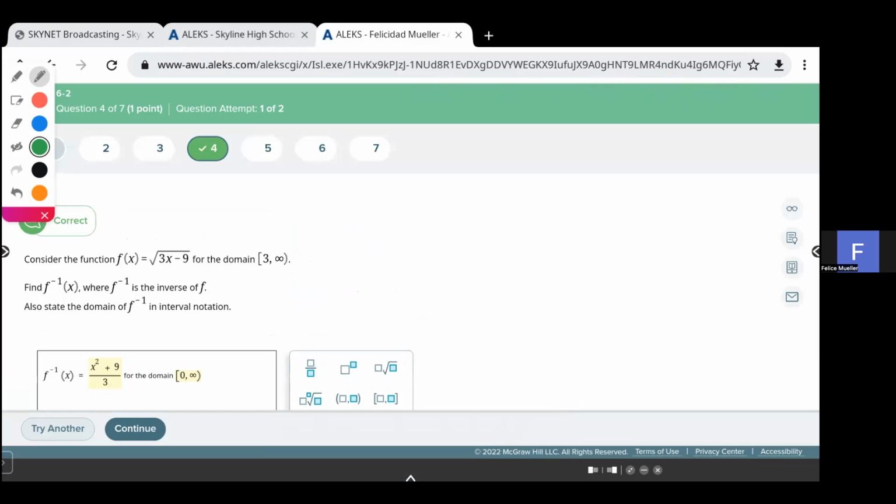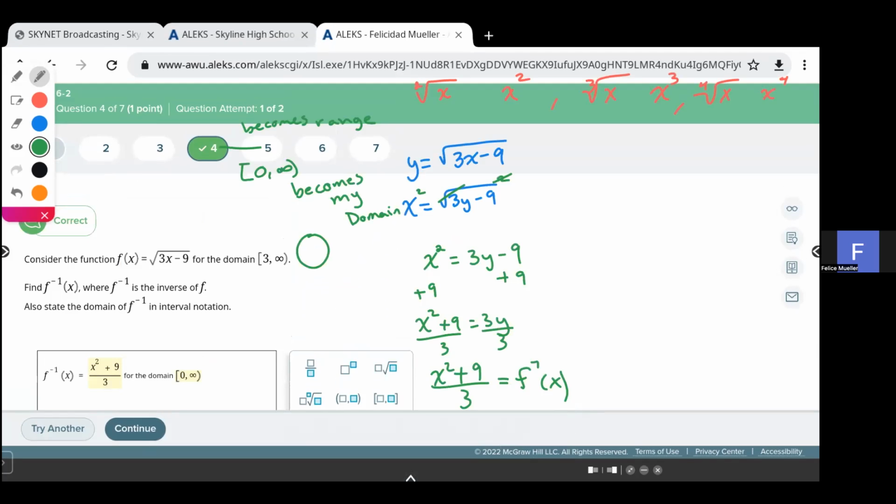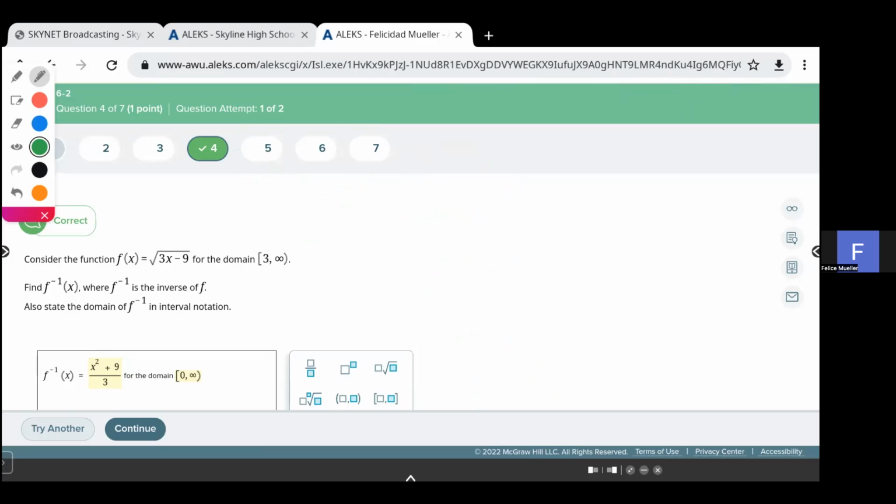I would only simplify this fraction if they said to simplify the fraction. If they don't tell you to simplify it, I'd leave it as it is. Don't take the chance of making a mistake after you've already worked it out.